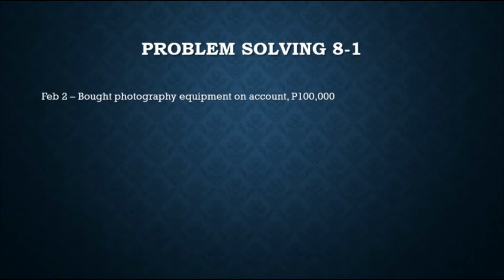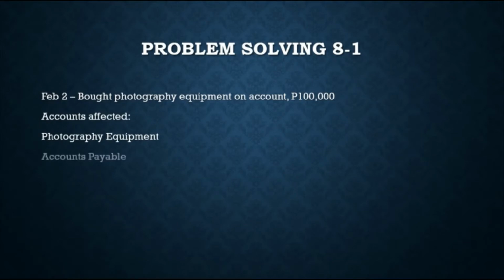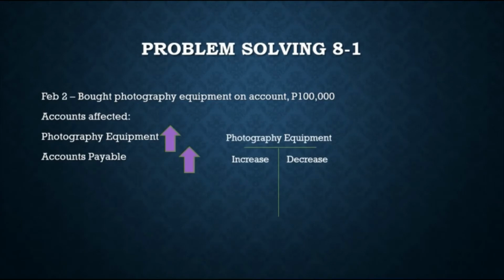Bumili daw ng photography equipment on account. So syempre dito, affected ang photography equipment since yun ang binili. At accounts payable since hindi siya gumamit ng cash para bumili but instead, umutang siya ng 100,000. So photography equipment will increase since binili natin yung equipment at mag-increase din ang accounts payable since nadagdagan ang utang ni business.